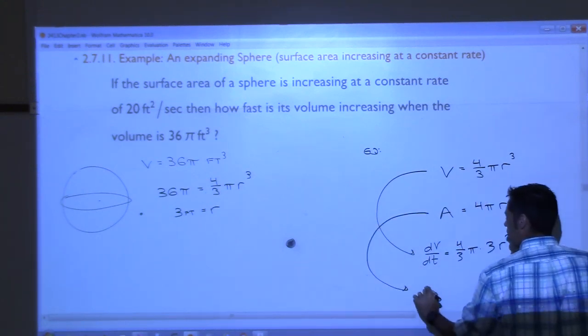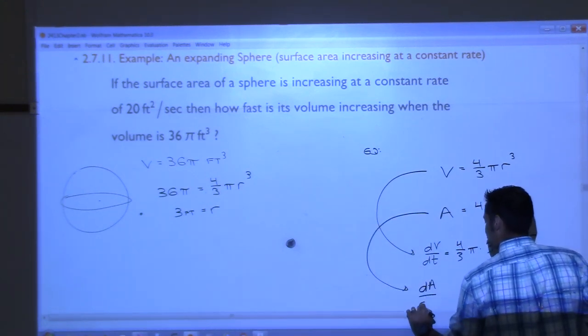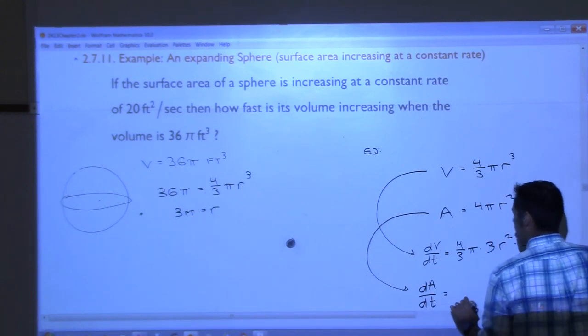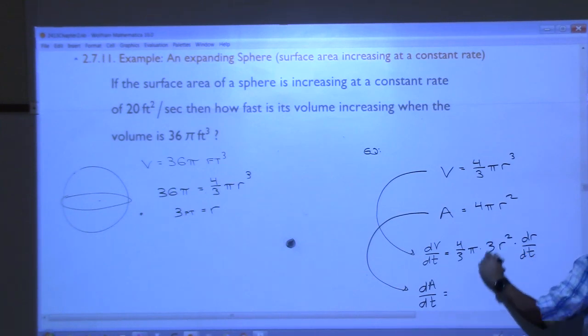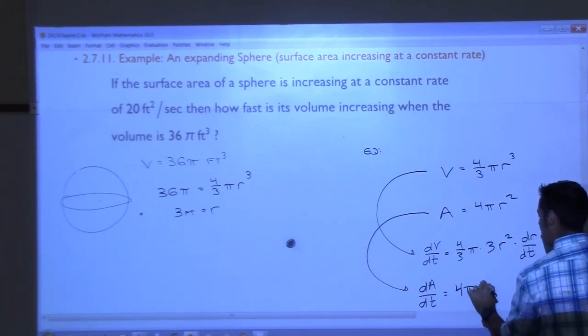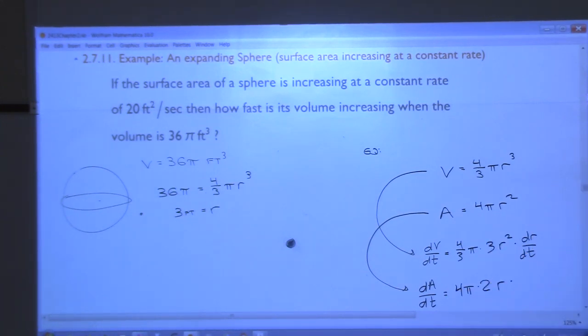We're going to take this and differentiate it. dA/dt is equal to, let's take the derivative of this. So 4 pi stays, 2 comes out, and we have r and then what? dr/dt again.